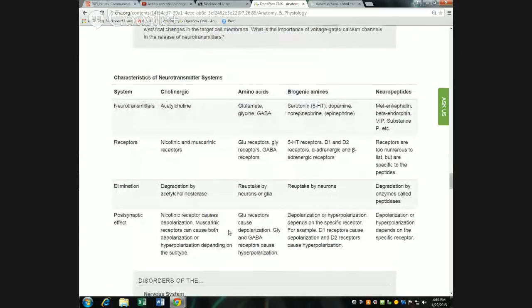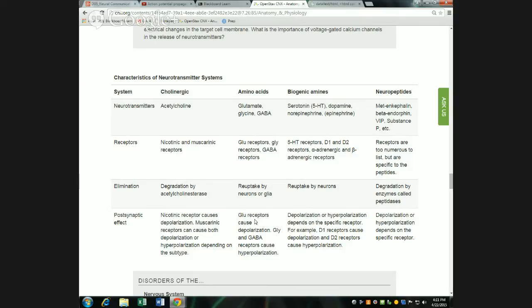This table here is illustrating a few examples of neurotransmitter systems. Now, when we talk about a neurotransmitter system, the system has a name, and that name is based on the neurotransmitter that's in play. And in retrospect, I didn't quite label this table the way I should have. At the top, it says in bold, system, and then it says cholinergic, amino acids, biogenic amines, and neuropeptides.